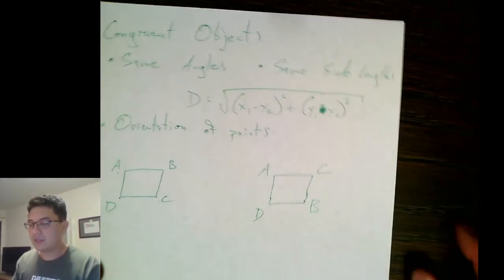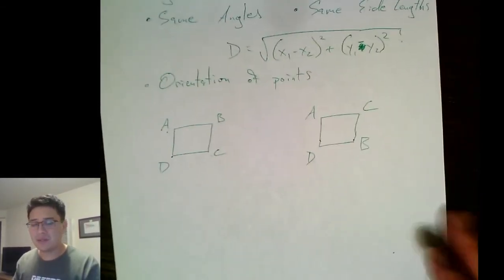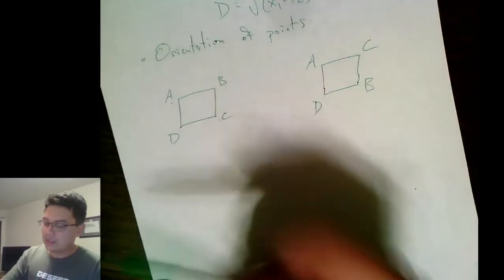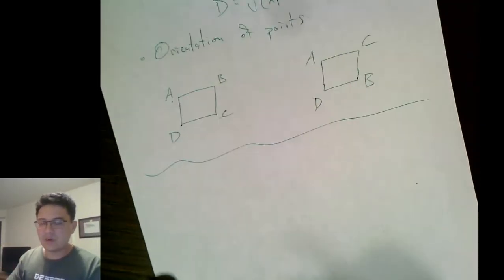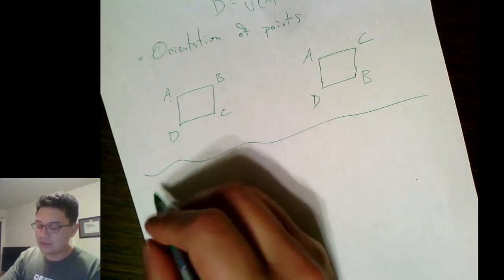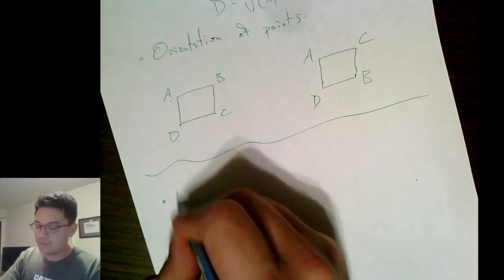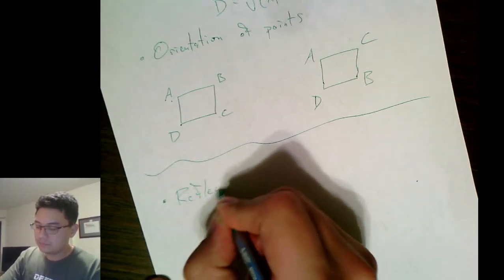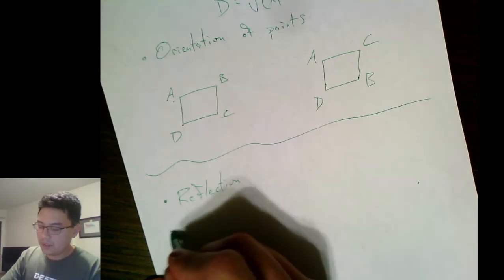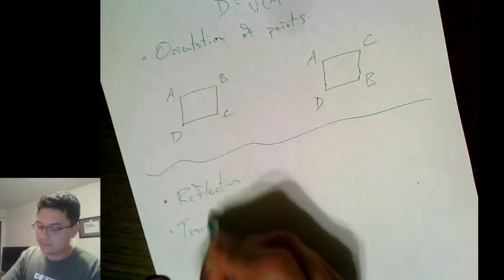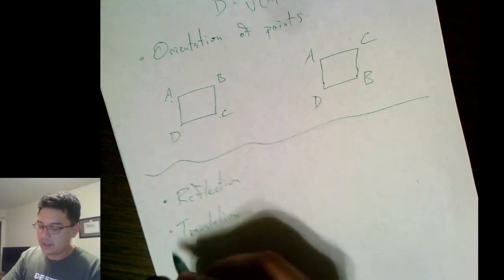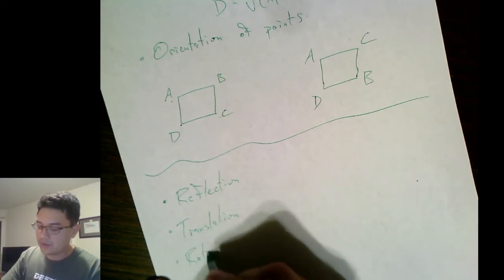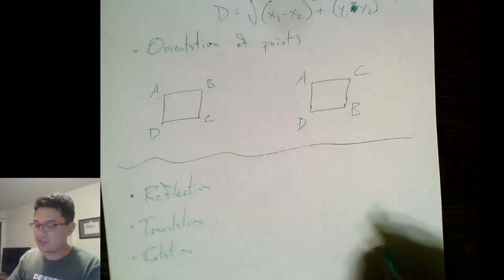Let's see, what else do you guys need to know here? That's pretty much it. I did want to give you guys just kind of running through our three transformations again. We have the reflection, we have the translation, and we have the rotation. So I was just going to give you a little kind of cheat sheet to go along with this.